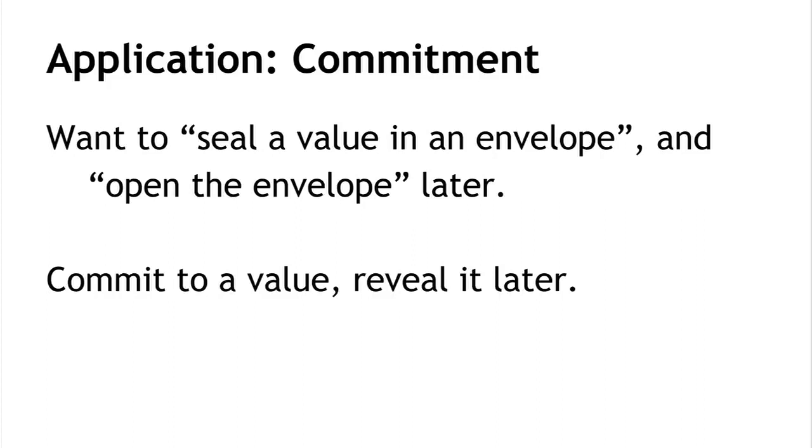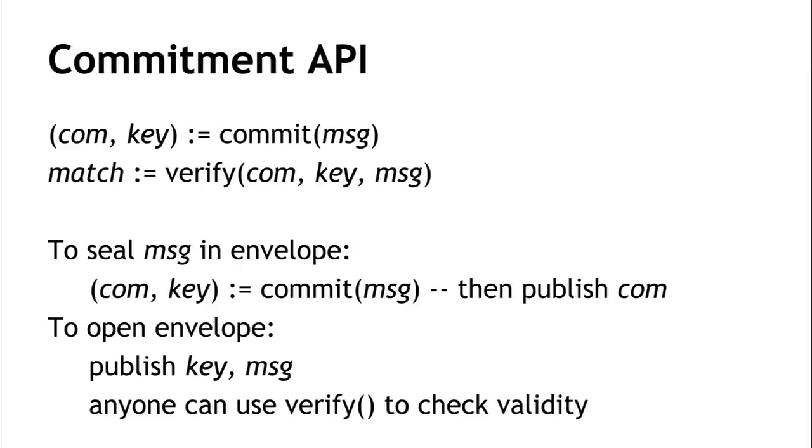Later, you can open the envelope and get out the value, but it's sealed. So commit to a value and reveal it later. We want to do that in a digital sense. So to be more specific about what is the API that we're going to provide here, the commitment API looks like this, that there are two things you can do. First, you can commit to a message, and that's going to return two values, a commitment and a key.